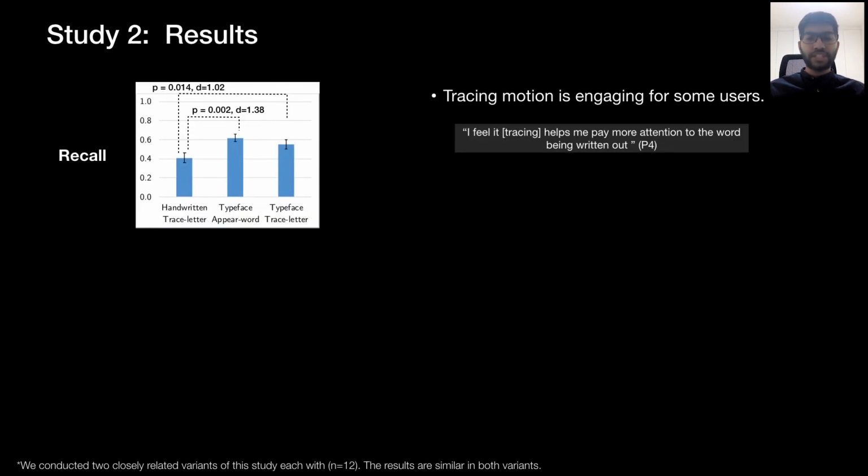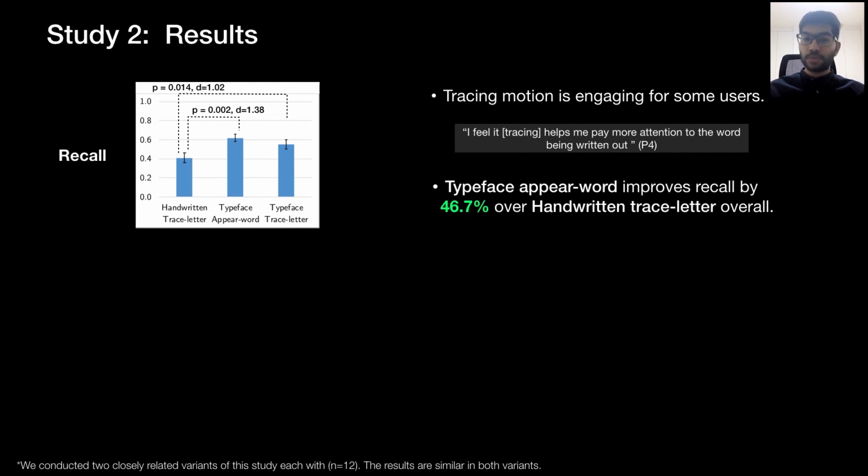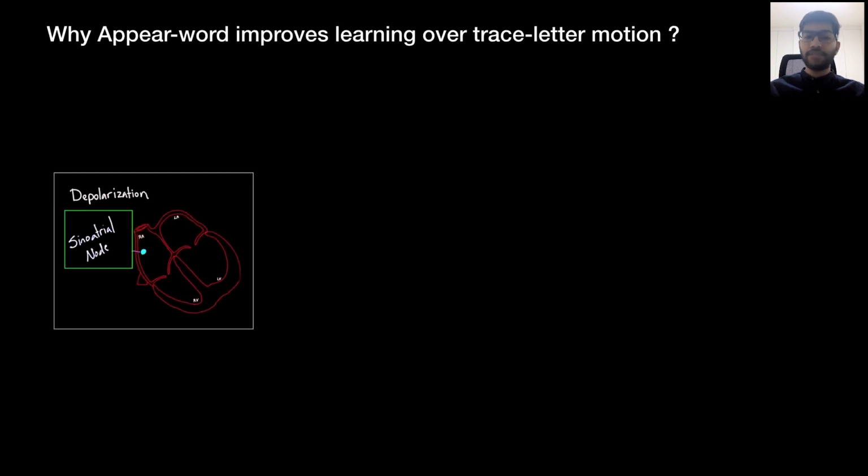Although there was substantial evidence that supported tracing motion to be more engaging and useful for paying attention, as noted by some participants, we found that typeface appear words significantly improved recall by 46.7% compared to handwritten trace letter, further supporting our earlier findings. But why is this the case? Insights from our interviews suggest that this could have to do with how users process and learn a new word.